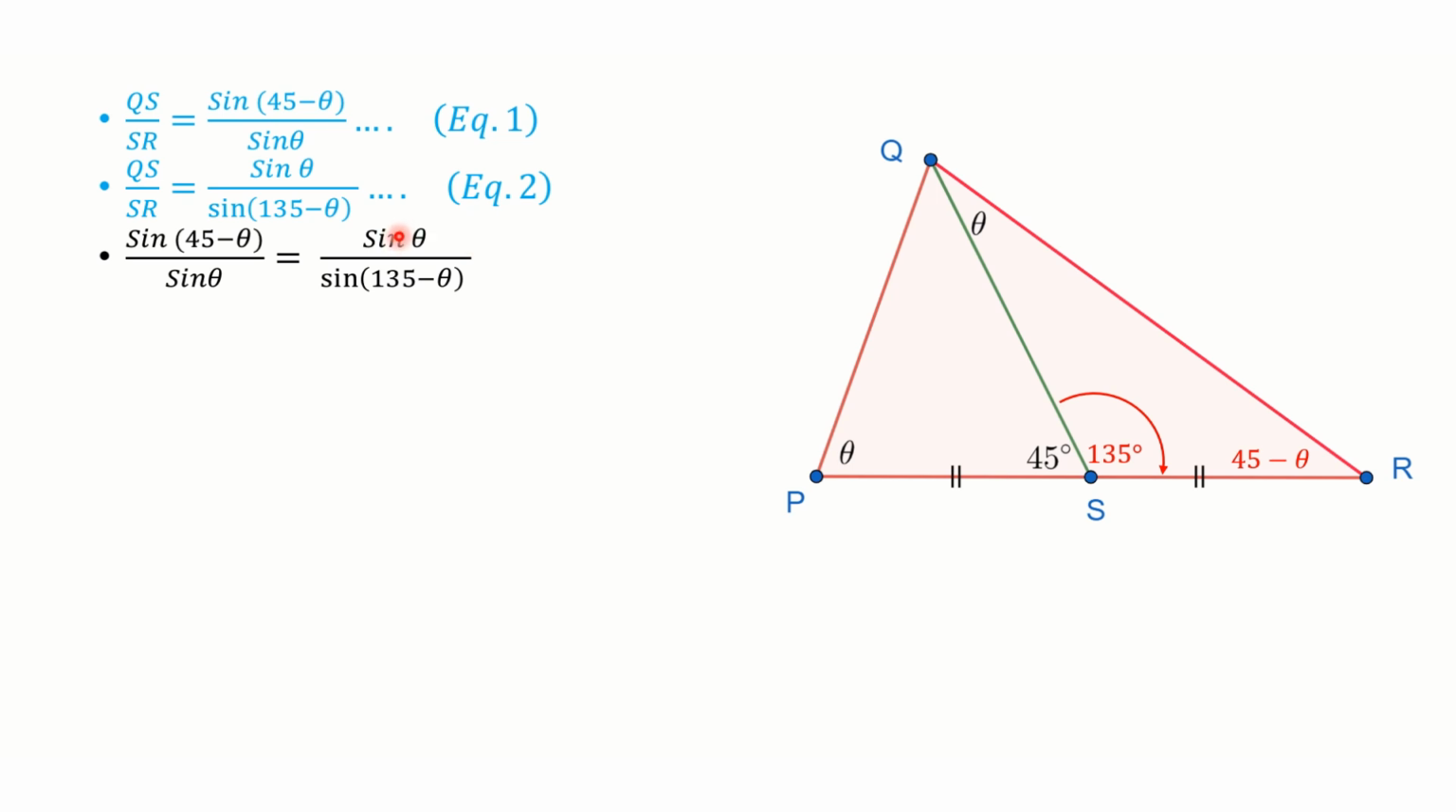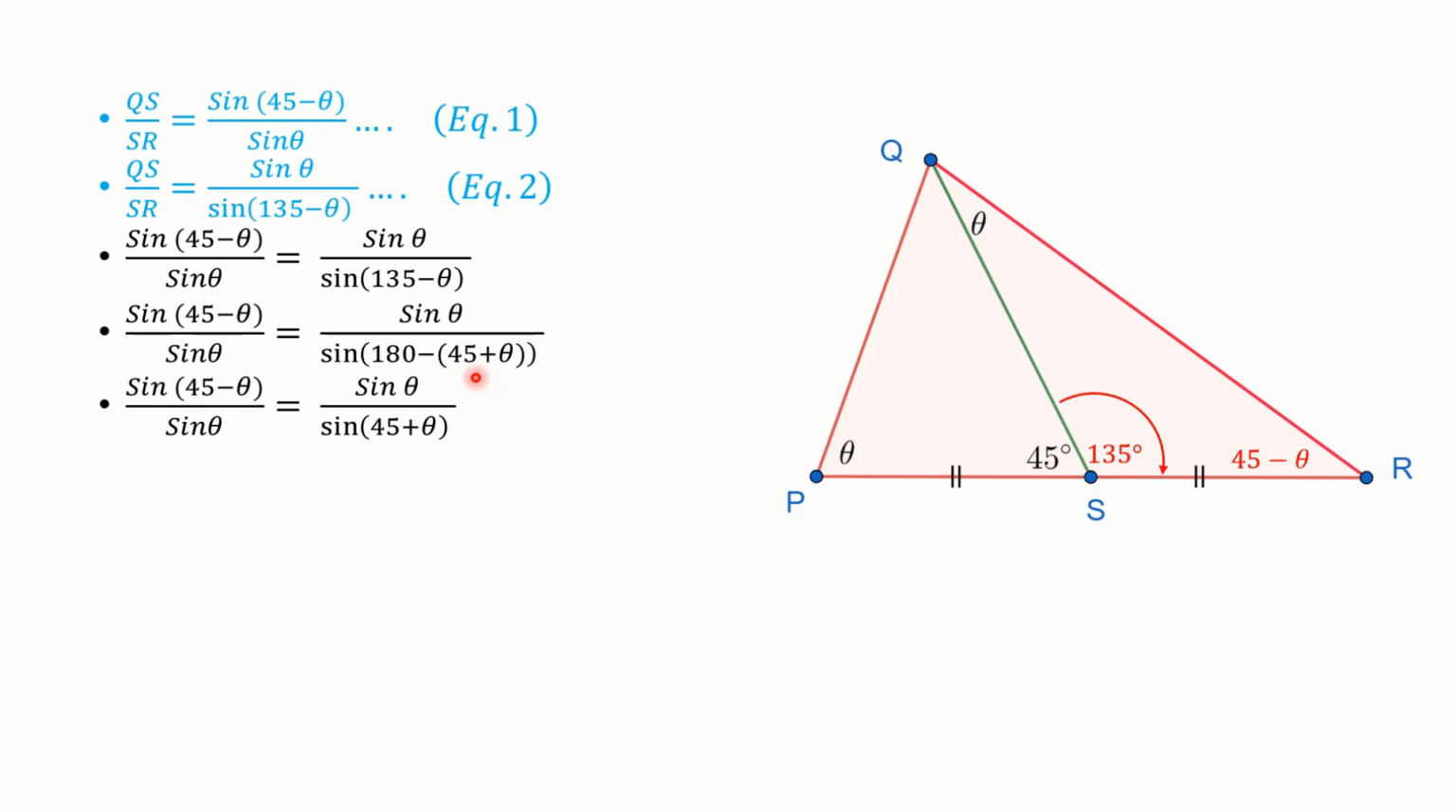So, if I equate the right hand side, I can write this term, this is this term, and this one is this term. Now, sine 135 minus theta, I can also write as sine 180 minus 45 plus theta, but sine of pi minus alpha equals sine alpha. So, this will be simply sine alpha, and in case of alpha I have 45 plus theta. So, sine 45 plus theta. Now, I can cross multiply. So, this side I will have sine 45 minus theta times sine 45 plus theta, and this side I will have sine square theta.